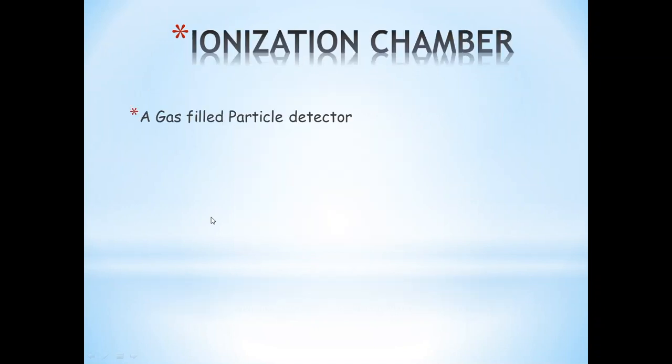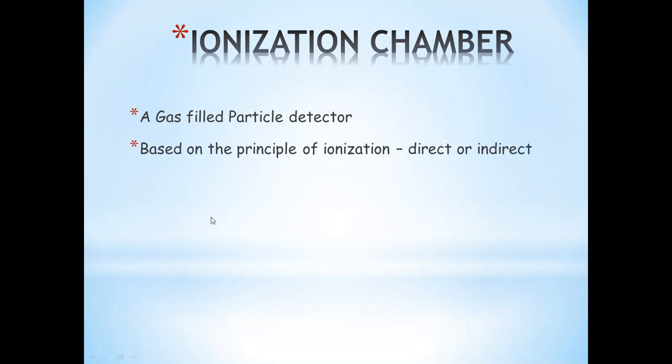This is a gas filled detector, as I have already told you. It's based on the principle of ionization, which can be direct or indirect. Direct means when ionization is caused directly by the incident particle or radiation. In some cases, suppose an energetic gamma ray enters the ionization chamber, it can break down into an electron and a positron pair. These electrons can cause secondary ionization, so that is indirect ionization.